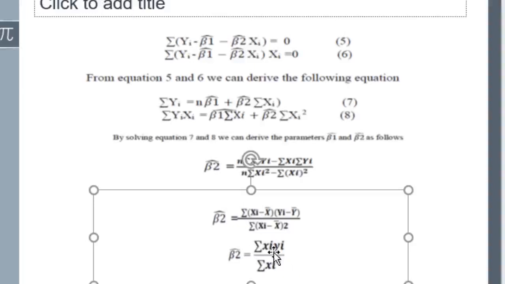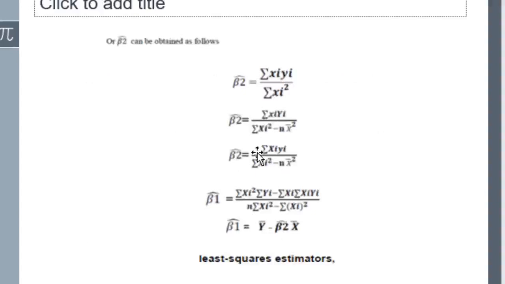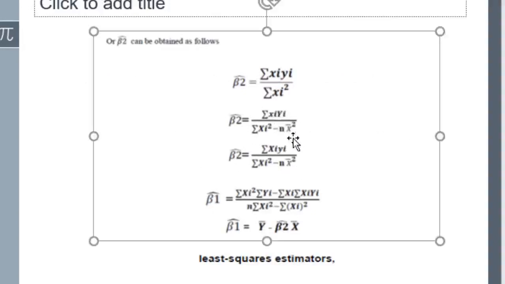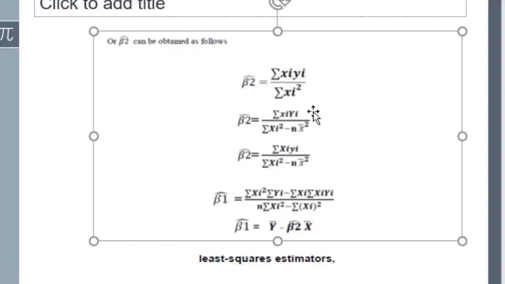And xi minus x bar can be denoted as small xi, and yi minus y bar as small yi. In the denominator we have xi minus x bar the whole square, which can be written as small xi square. Therefore, this equation can be written as sigma of small xi yi divided by sigma small xi square. The equation can also be derived as sigma xi yi divided by sigma xi square minus n x bar square. Here this xi is a small letter and yi is a capital letter.